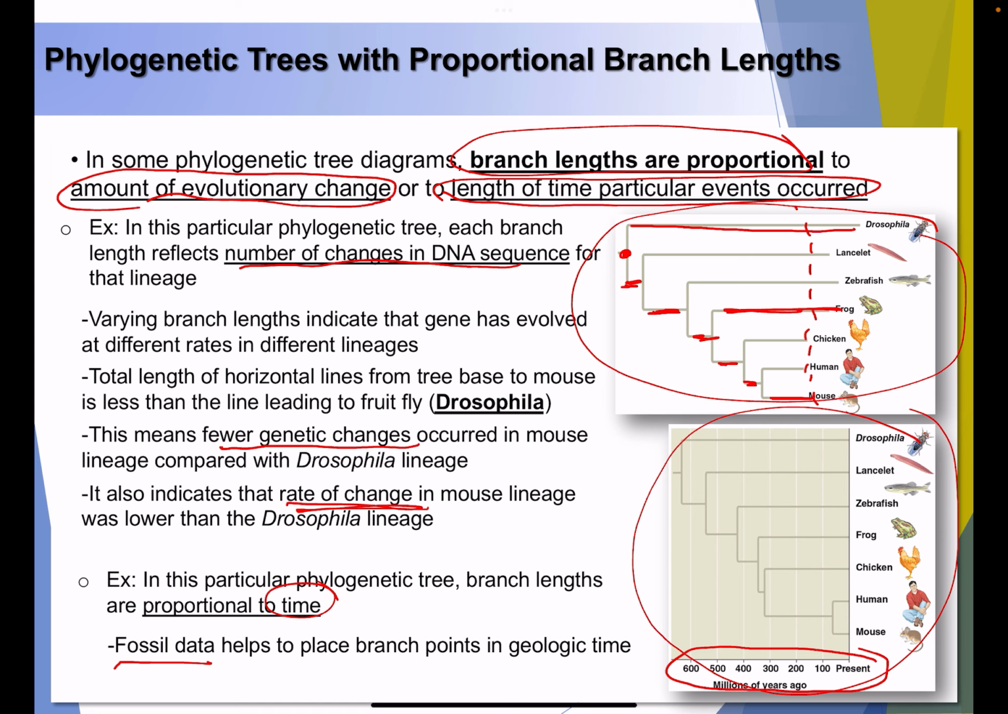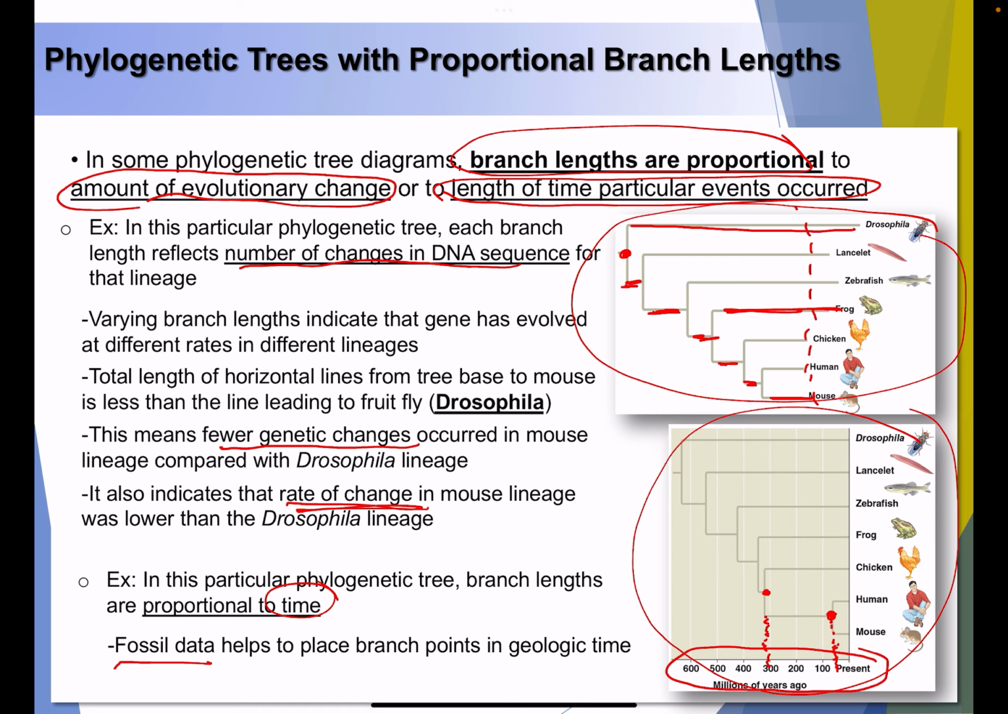So if we look at this branch point right here between human and mouse, that's the particular common ancestor that eventually diverged to become human and mouse. This common ancestor between human and mouse started to diverge about, I would say, approximately, of course, this is an approximation, maybe 70 million years ago. And if we look at this branch point, this common ancestor between chickens and humans and mouse started about maybe 320 million years ago.